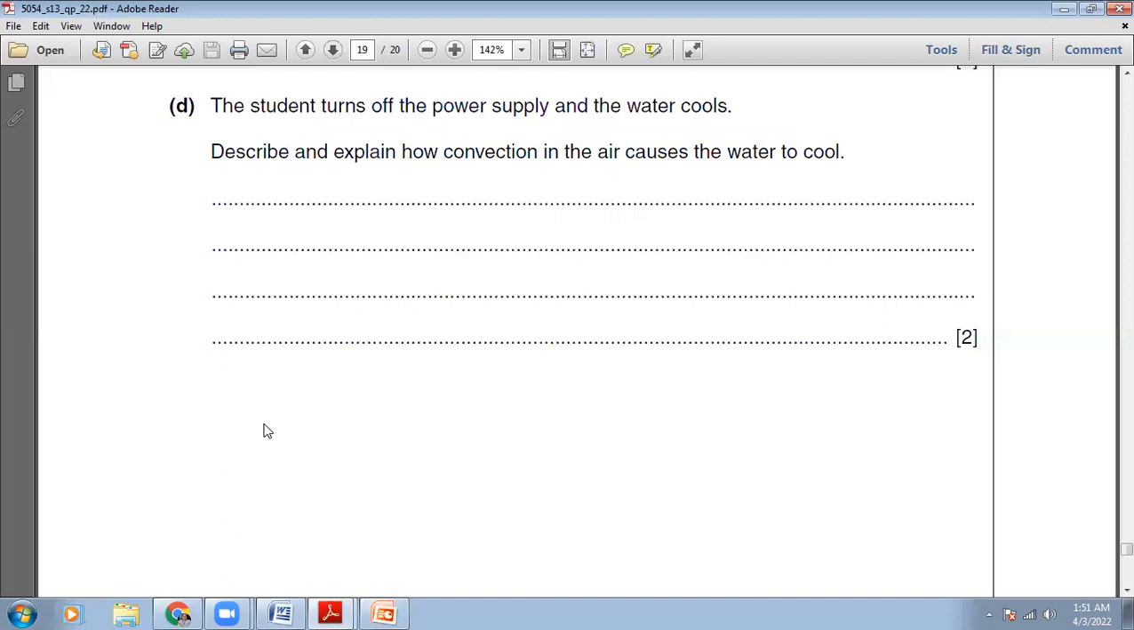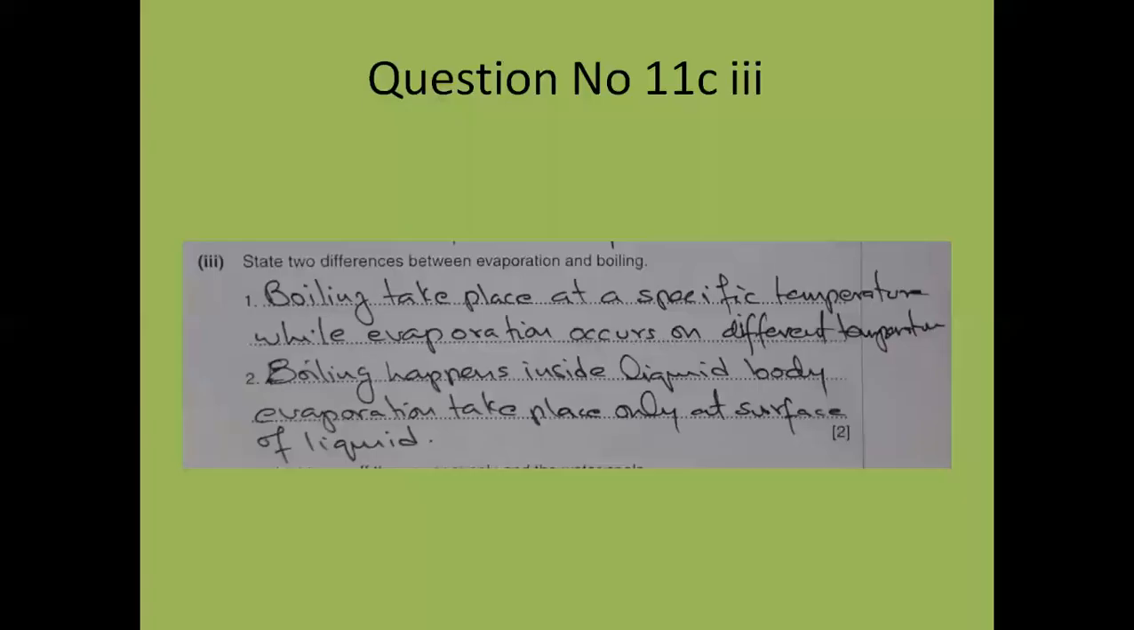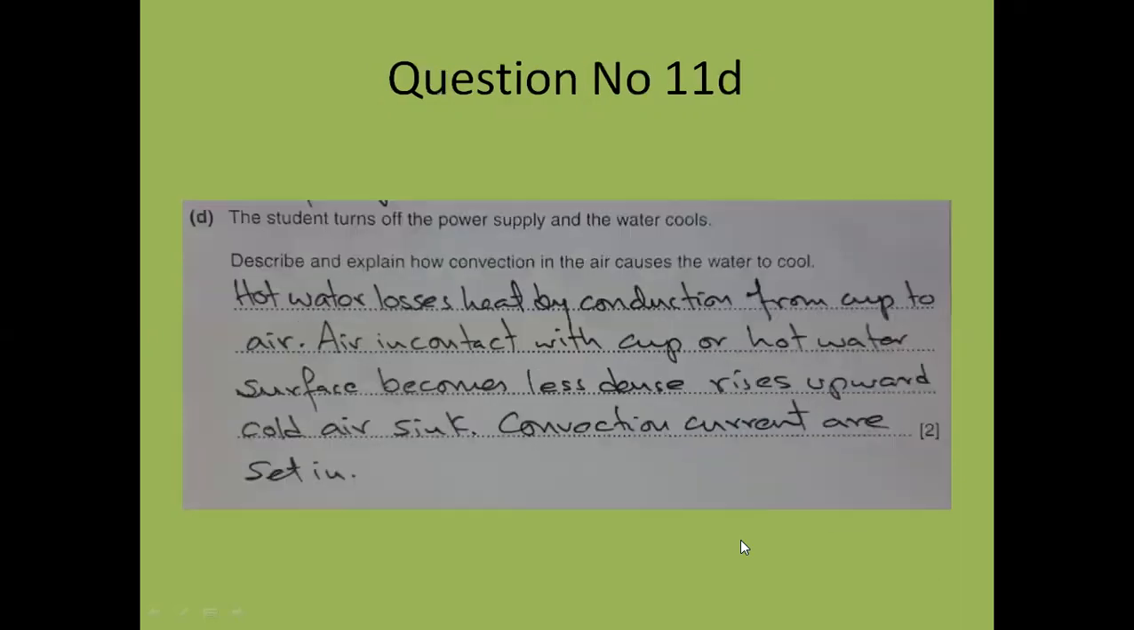Then the D part: the student turns off the power supply and the water cools. Describe and explain how the convection in the air causes the water to cool. You see, the basic question is how the convection happens. The air which comes in contact with the water will become hot, and its molecules will move away from each other. What will happen? The air will become less dense. It will rise upward. The cold air will sink downward.